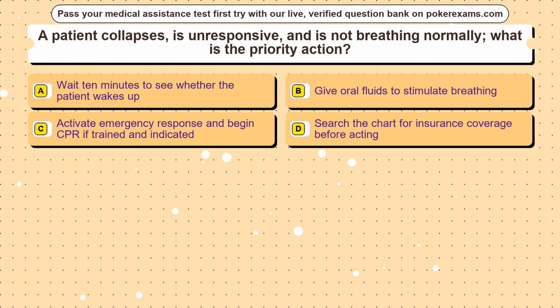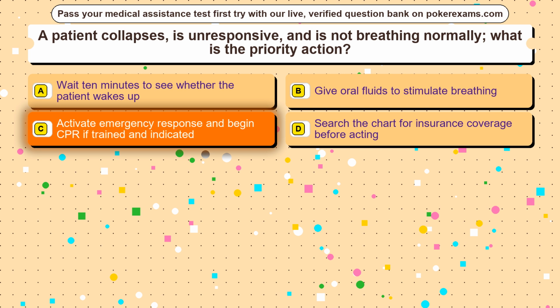Question 67. A patient collapses, is unresponsive, and is not breathing normally. What is the priority action? Option A, wait 10 minutes to see whether the patient wakes up. Option B, give oral fluids to stimulate breathing. Option C, activate emergency response and begin CPR if trained and indicated. Option D, search the chart for insurance coverage before acting. The correct answer is option C, activate emergency response and begin CPR if trained and indicated.